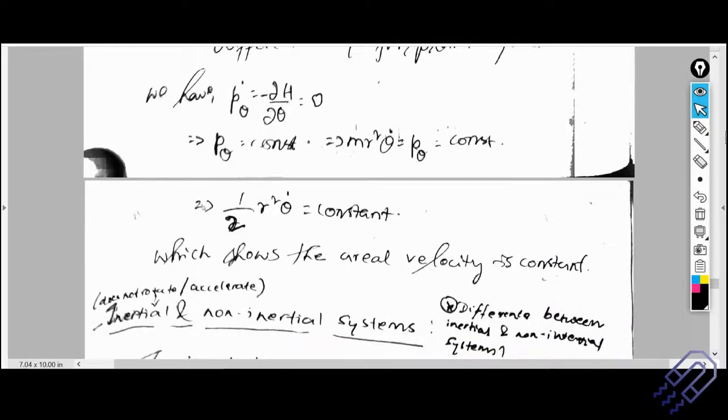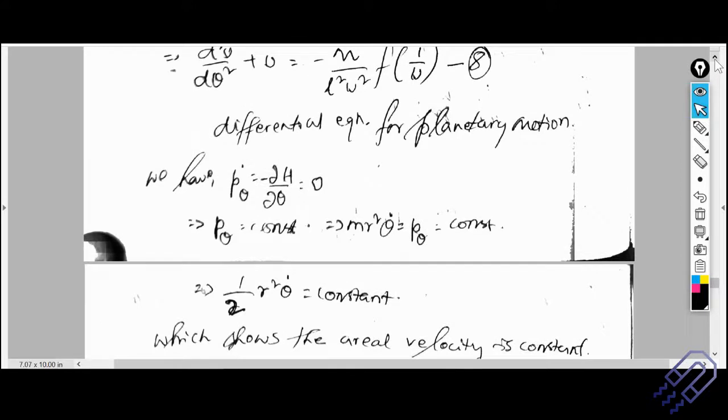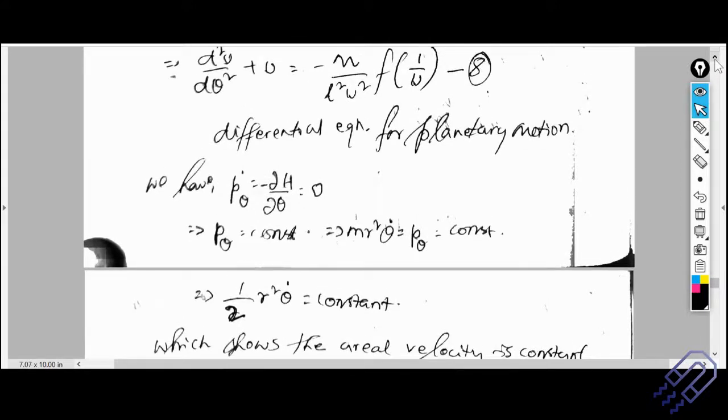The next part of the question is something a bit different: that the areal velocity is constant. So you can consider Hamilton's equation p theta dot. What is p theta dot? Minus del H by del theta. And we know that the Hamiltonian does not have any theta there, so basically it is 0. That means p theta is constant. That means m r square theta dot is equal to p theta, which is constant.